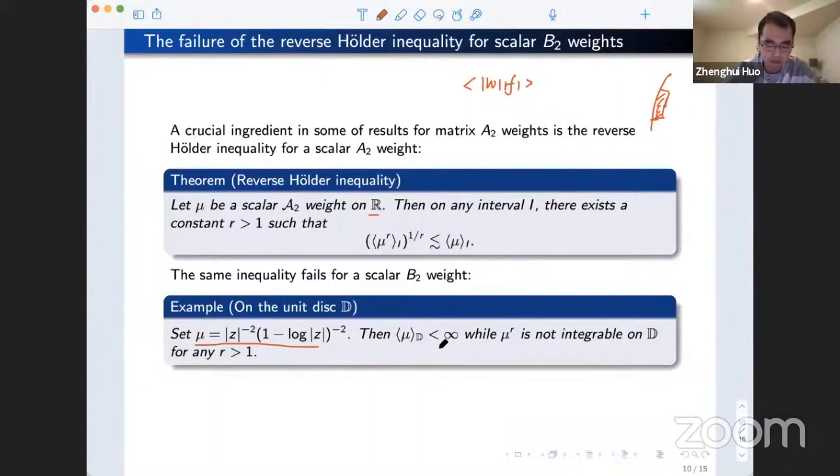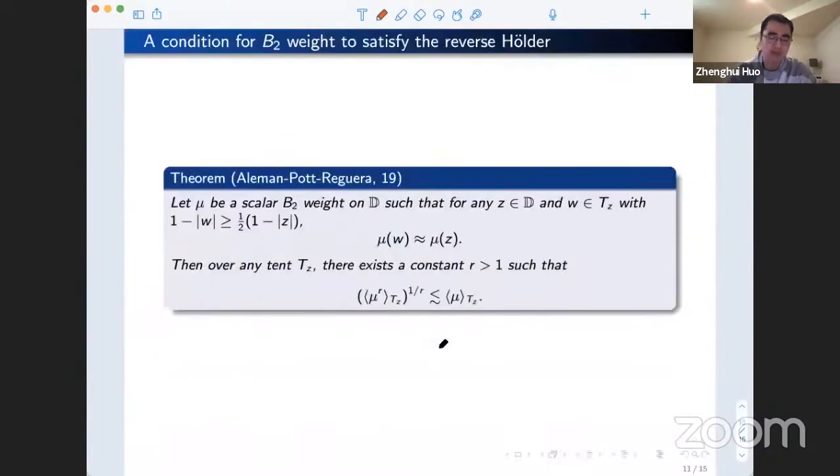And then the question is, well, how to get around this? Once we realize the issue could come from the blow up of the weight within the domain or within the disk, then one may guess that one can find an appropriate condition to let the B2 weight satisfy the reverse Hölder inequality.